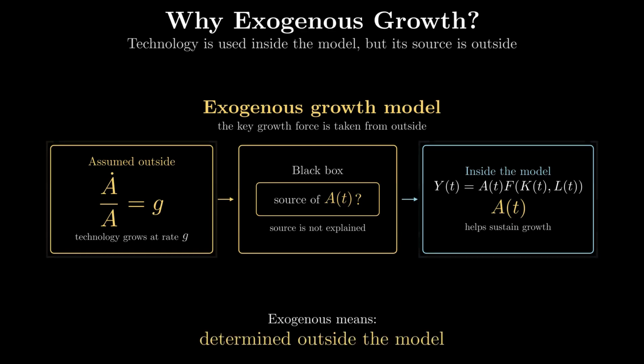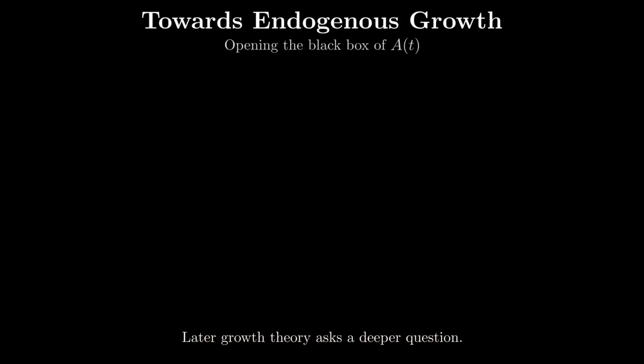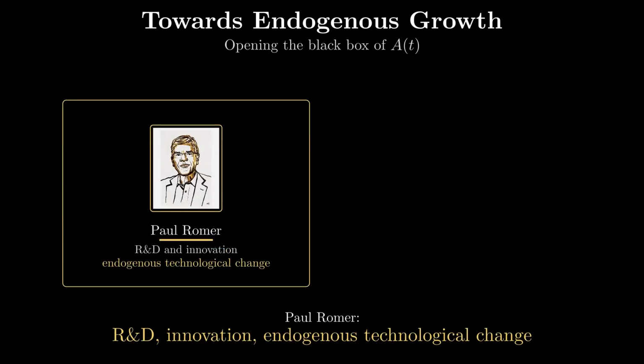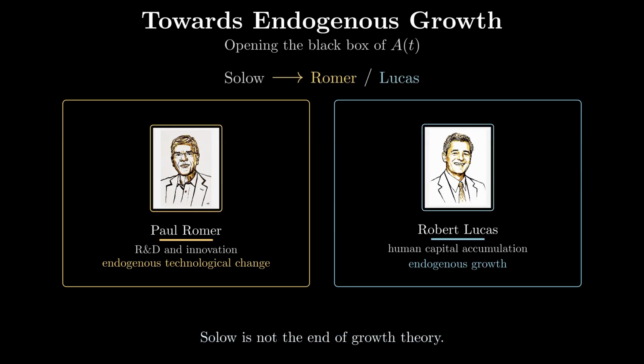Exogenous means the key growth force comes from outside the model. Later growth theory asks a deeper question. Can the growth of A be explained inside the model? Paul Romer answered this question through innovation and the R&D process, and Robert Lucas answered this through human capital accumulation. So, Solow is not the end of growth theory. It is the starting point for asking where long-run growth really comes from.